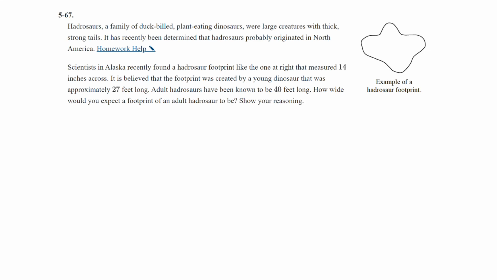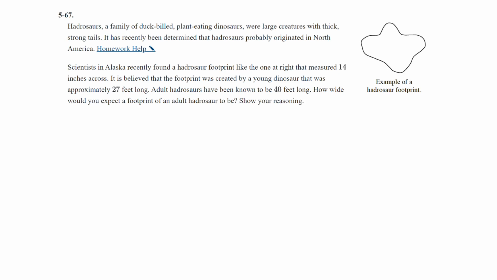Question 67. Hadrosaurus, a family of duck-billed, plant-eating dinosaurs, were large creatures with thick, strong tails. It had recently been determined that Hadrosaurus probably originated in North America. Scientists in Alaska recently found a Hadrosaurus footprint like the one at the right and measured 14 inches across. It is believed that the footprint was created by a young dinosaur that was approximately 27 feet long. Adult Hadrosauruses have been known to be 40 feet long. How wide would you expect a footprint of an adult to be?